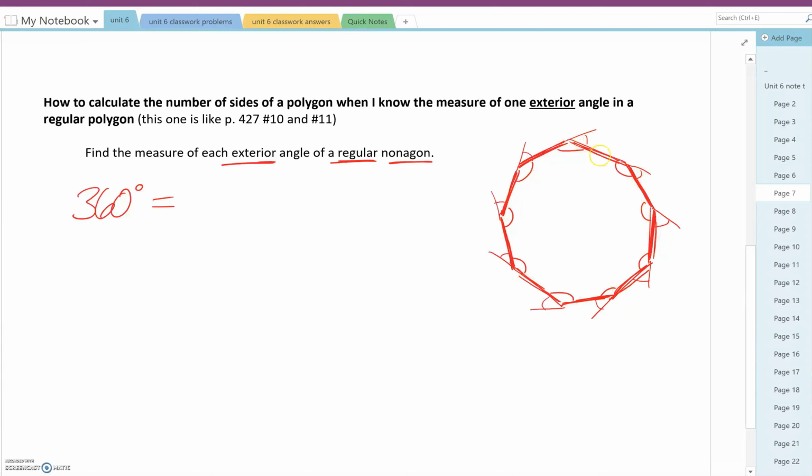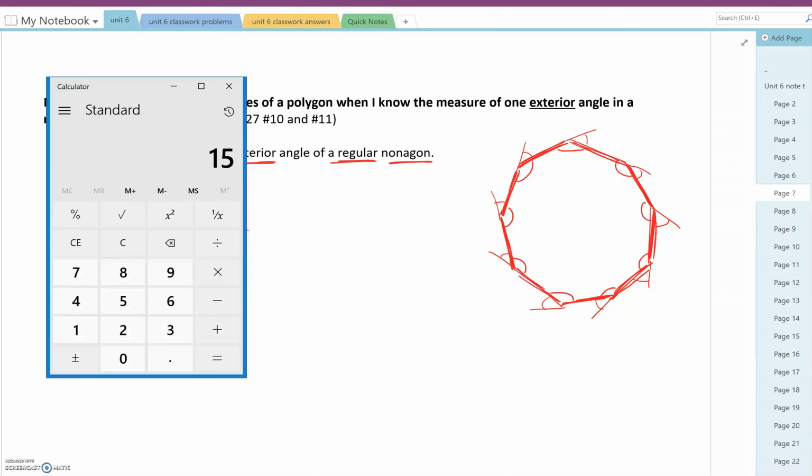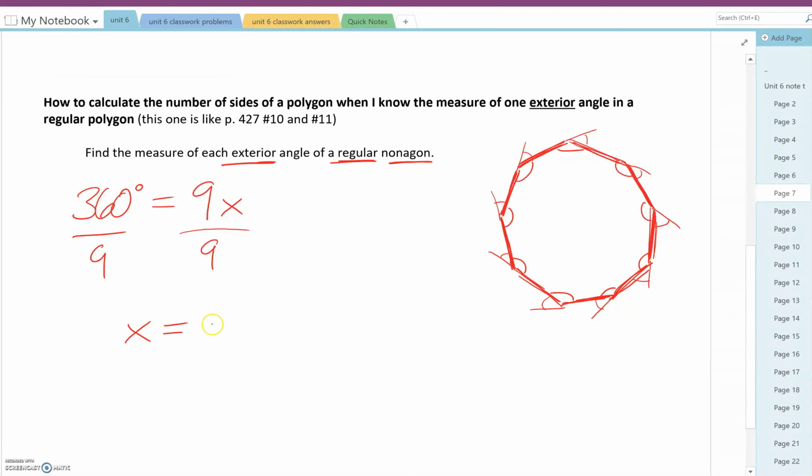In this case, I have 9 of them, right? Sides and angles, always the same. However many sides there are, there's that many angles. So I have 9 angles that I don't know that add up to 360 degrees. And so this is a really simple one to solve. I just divide both sides by 9. So each one of those exterior angles is just 360 divided by 9, which is 40. So each one of these x's here, each one of these exterior angles is going to be 40 degrees.